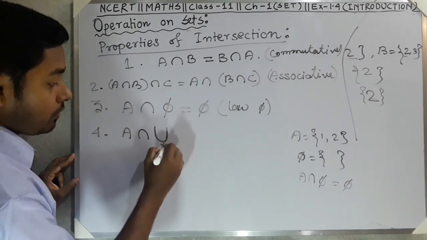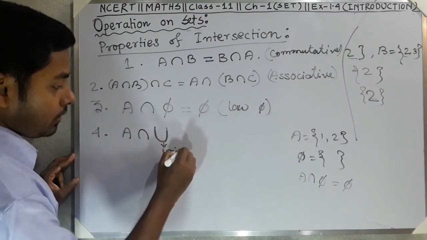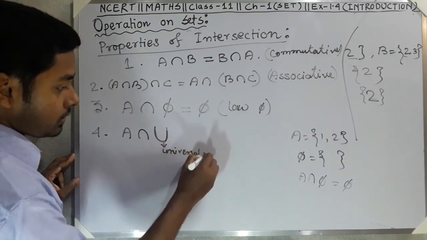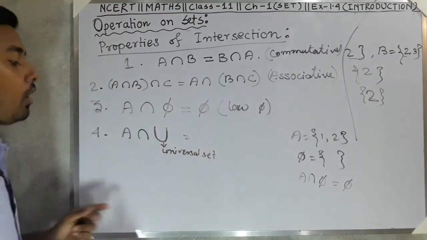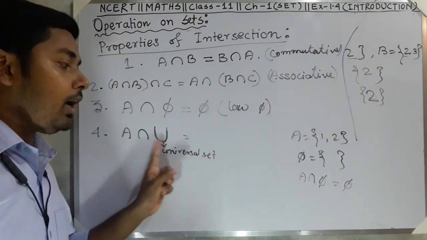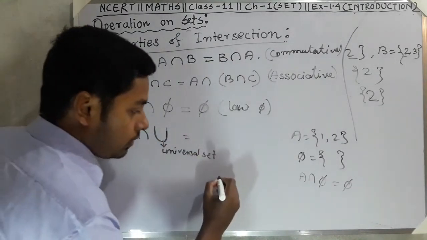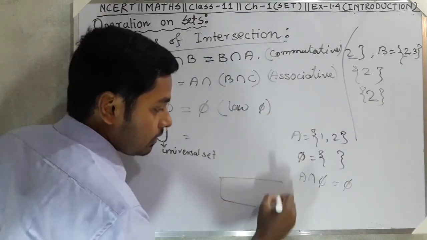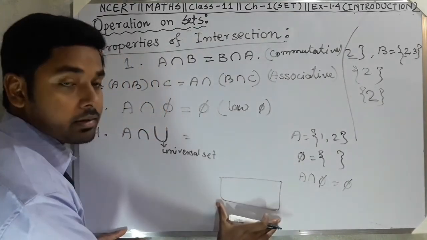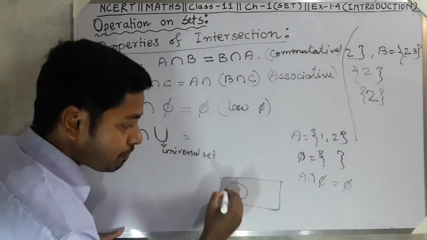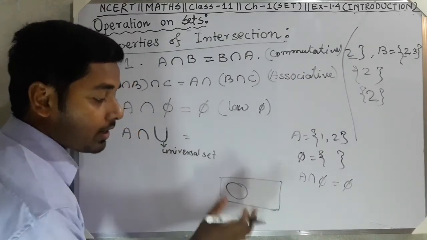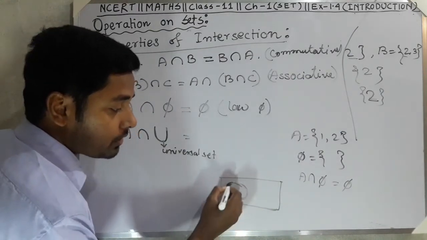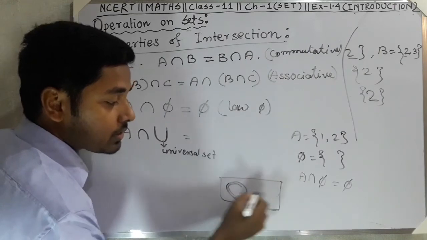Okay. Number 4, A intersection universal set. This is universal set, not union. So what is the common point of A and the universal set? Suppose the universal set means this whole set, and A means just a part. So what is the common part? What is the common portion of these 2 sets? This part only.